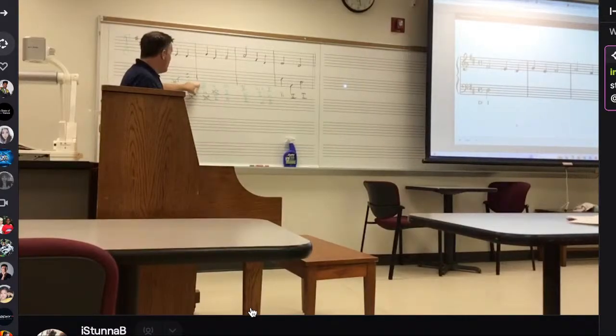If I go to 4, can 4 go to 2? Yeah. 4 can go to 5 as well. 2 could stay on a 2. That is a possibility. You just have a half note there. 2 could also go to 5.